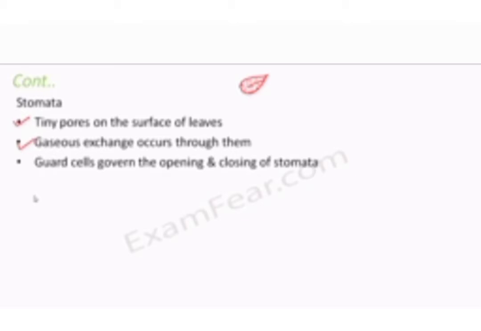In order to prevent excessive water loss from the plants, there is a technique by which the stomata remain open sometimes and get closed when not needed. When intake of carbon dioxide is not needed, the stomata remain closed. This opening and closing of stomata is governed by what are known as guard cells. It is a pair of cells which control the opening and closing of stomata.